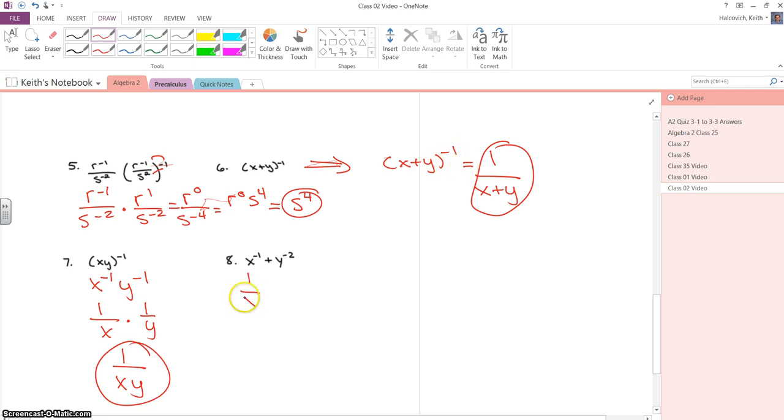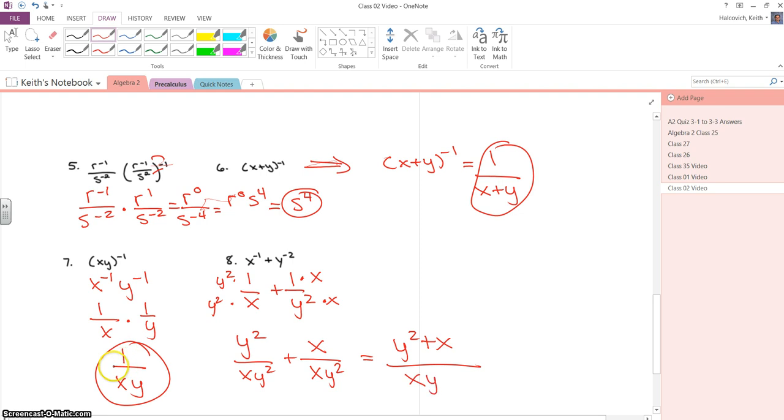Here, it becomes 1 over x plus 1 over y squared. Now you get a common denominator. So you have to multiply here by y squared and here by x. So you get y squared over x y squared plus x over x y squared. The denominator is the same, so you can add them together and get y squared plus x over x y squared.